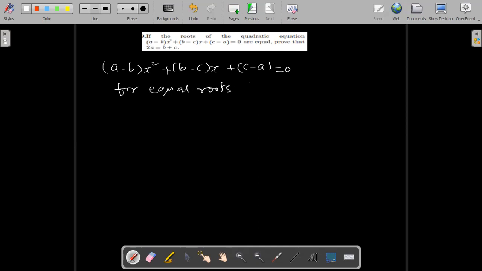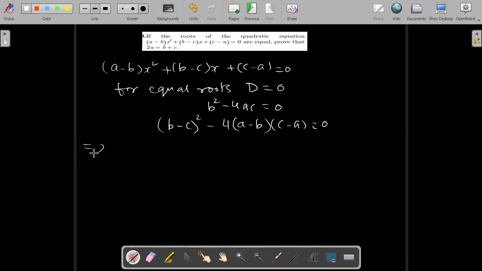We know that if roots are equal, then the discriminant will be equal to 0. That is b square minus 4ac will be equal to 0. And b is what? b minus c. So (b minus c) whole square minus 4 into a, a is what? a minus b, into c, c is c minus a, is equal to 0.